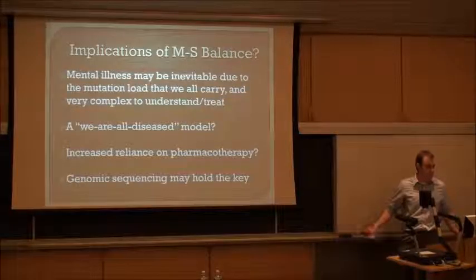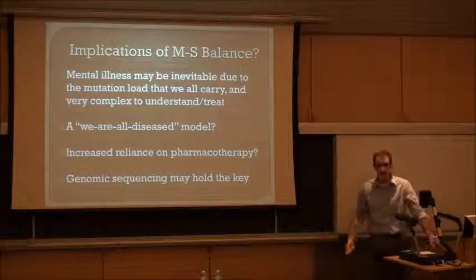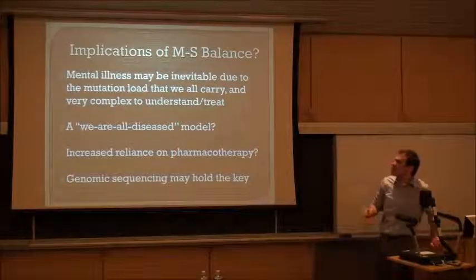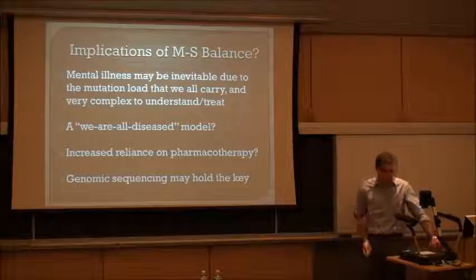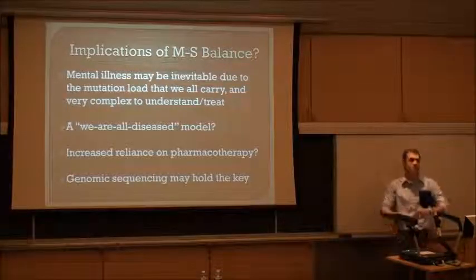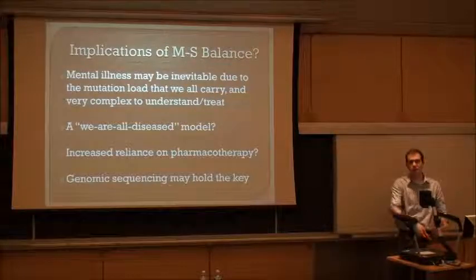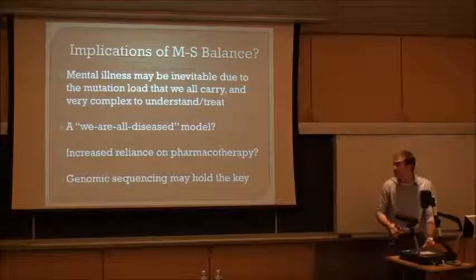So what is this, the mutation selection balance? What are the implications of this? It's sort of depressing, in some sense, the way they've written the paper. Okay, so what can you do? Mental illness is inevitable. We all have mutation loads. Now, it's so complex, so multifactorial. How can you do anything about it?